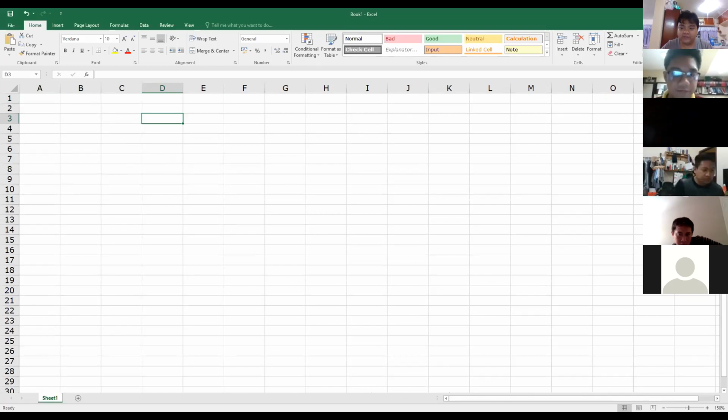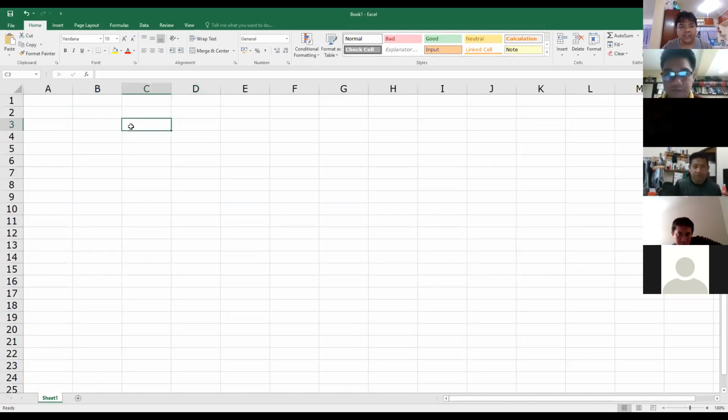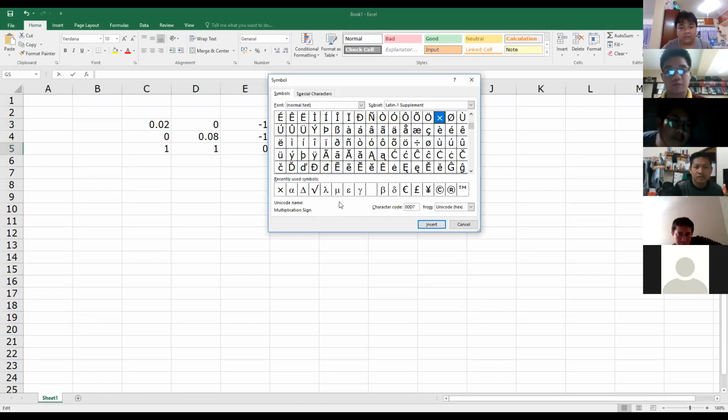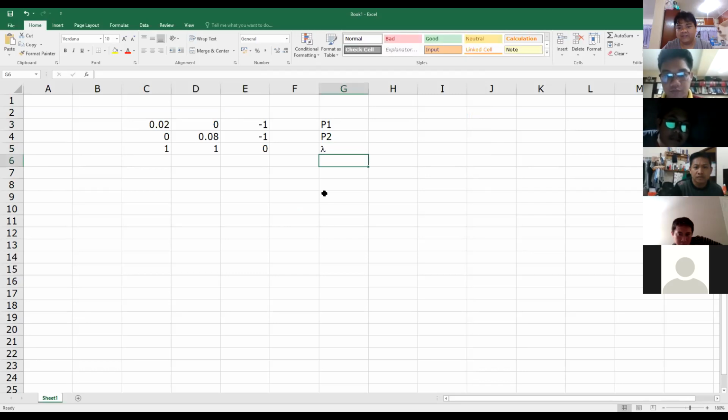Okay. So, what do we have here? 0.02, 0, -1. This is 0, 0.08, -1. And then 1, 1, 0. These are the coefficients of P1, P2, and lambda. Okay? This is matrix A, and this is matrix B.